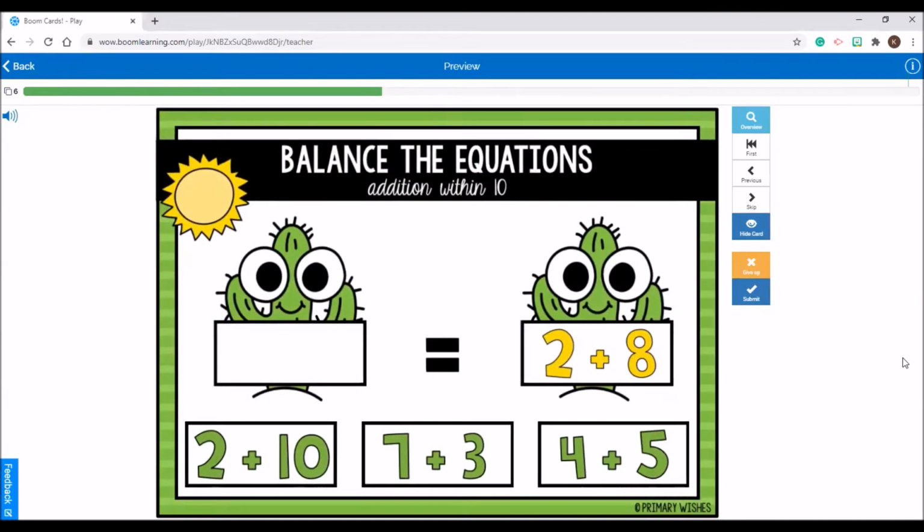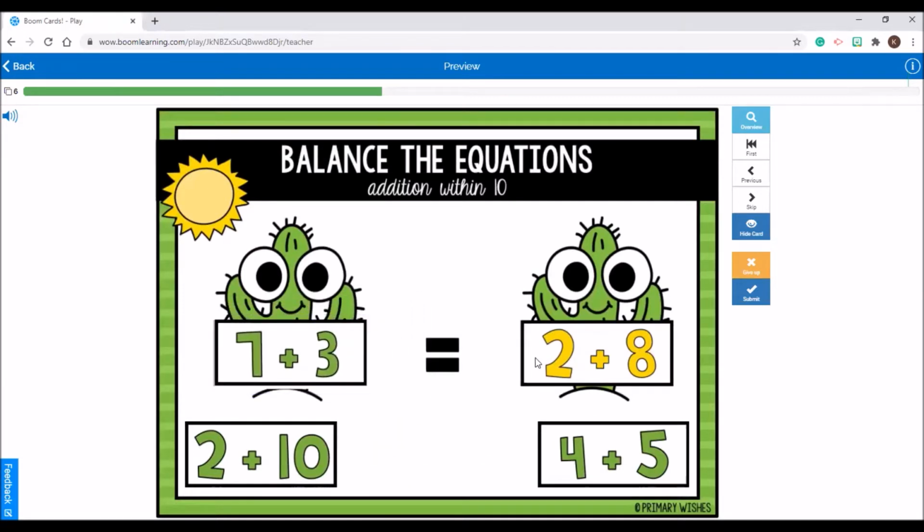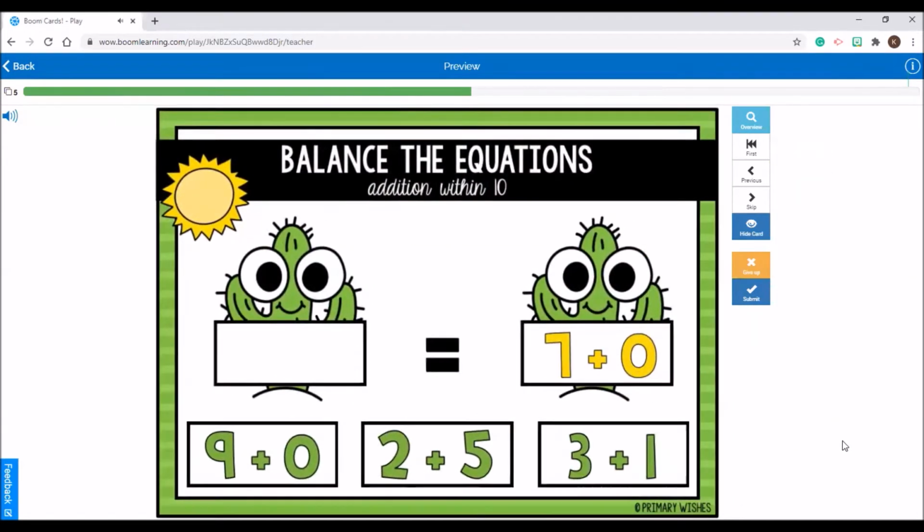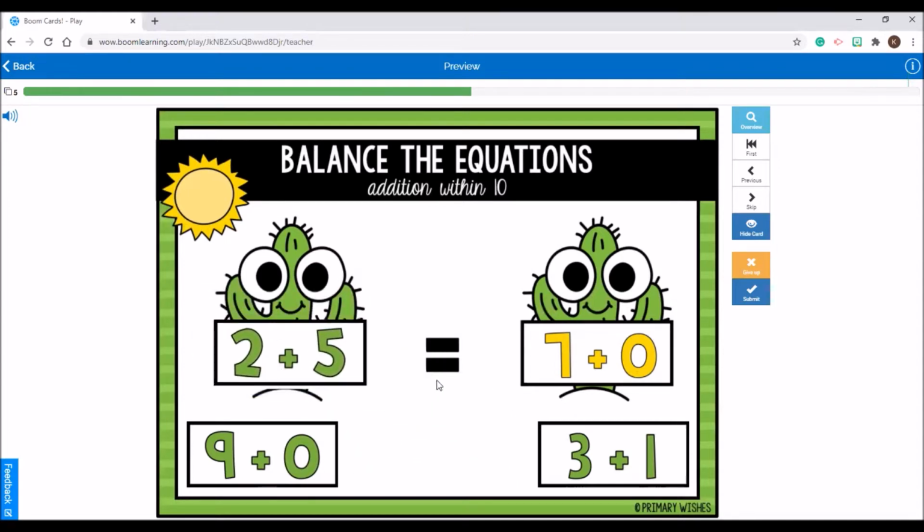Something is the same as 2 plus 8. Which of the equations or number sentences at the bottom is the same as 2 plus 8? Yep, that's one of our ways to make 10. 7 and 3 is 10. 2 and 8 is also 10. Okay, let's see. What is the same or matches with 7 plus 0? You think it's this one? Let's check. 2 plus 5 is equal to 7 plus 0. Cool.